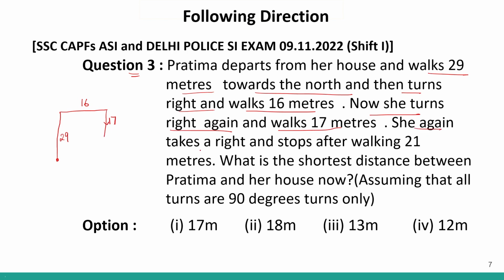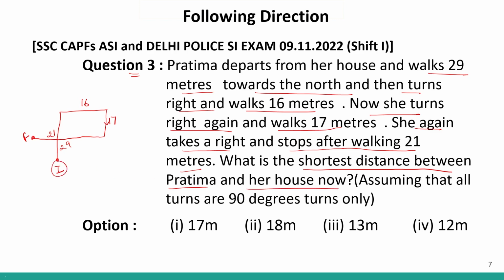Okay. She again takes a right. So here also she takes a right and stops after walking 21 meters. So right will be in this direction and she stops somewhere over here after walking 21 meters. So this was the initial position and this is the final position. We have to find the shortest distance between Pratima and her house now.